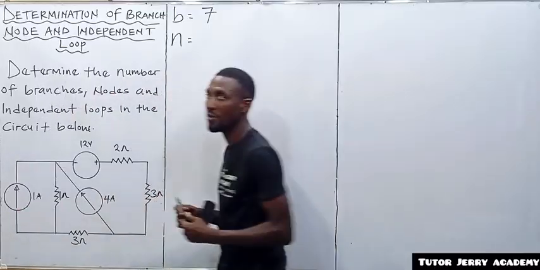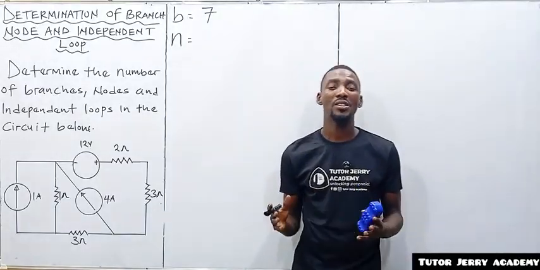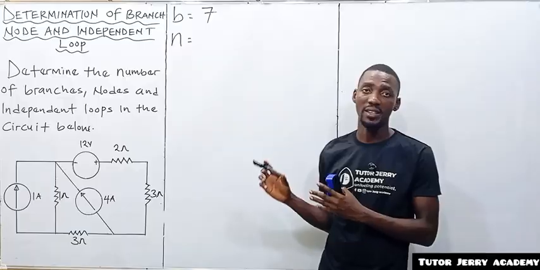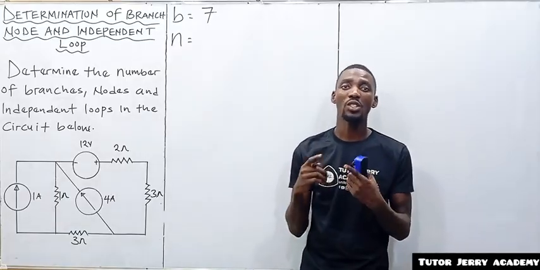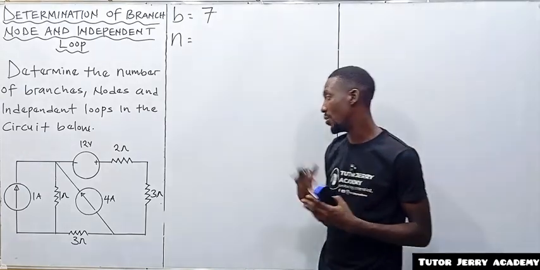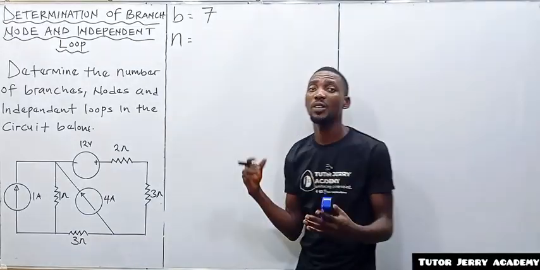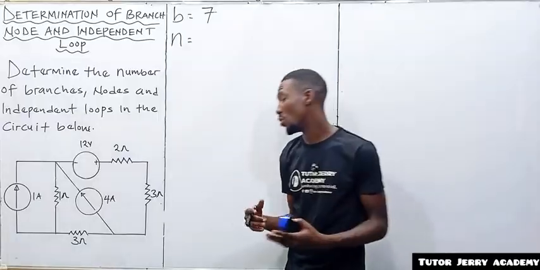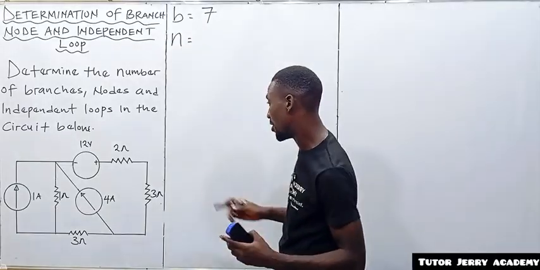All right, the number of nodes. Please, you have to recall that anytime we have a short circuit or a single wire connecting 2 or more branches together, we treat such a wire or short circuit as a single node. All right, so let's go. A node is a connection between 2 or more elements. That is, a connection point between 2 or more branches rather.